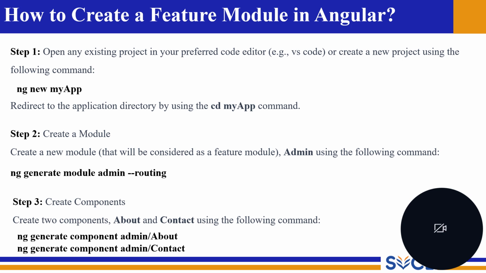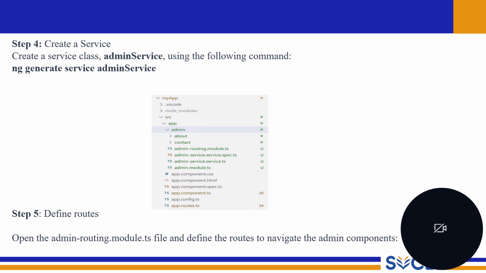In the third step, you have to create components. So create two components, about and contact, using the following commands: ng generate component admin/about and then ng generate component admin/contact. In step 4, you have to create a service. So create a service class admin service using the following command: ng generate service admin-service.